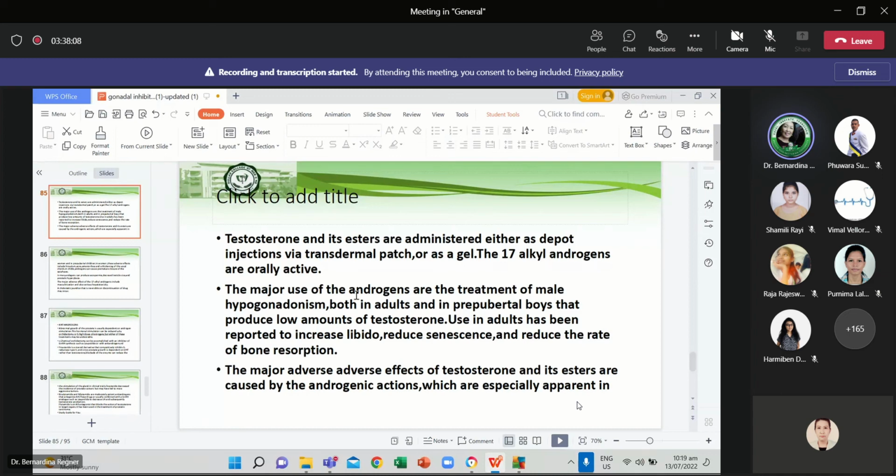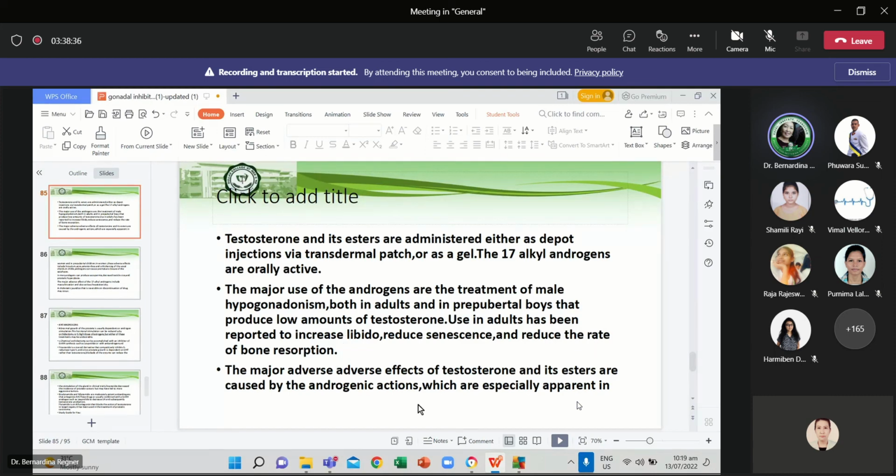Number one, treatment of male hypogonadism in adults and in pre-pubertal boys that have a very low amount of testosterone. Use in adults has been reported to, number one, increase libido, number two, reduce senescence, and number three, reduce the rate of bone resorption.